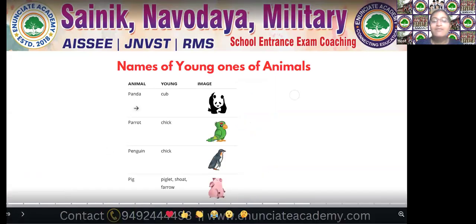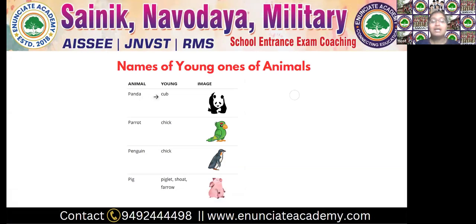The young one of a panda is called a cub. What is the young one of a panda? The young one of a panda is called a cub, and the young one of a parrot is called a chick. What is the young one of a parrot? We call it a chick. A baby parrot is called a chick.